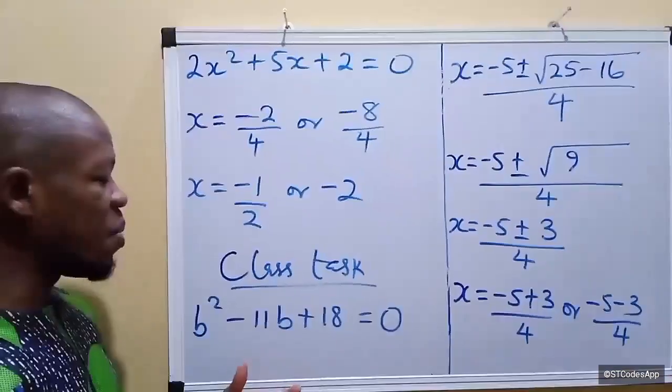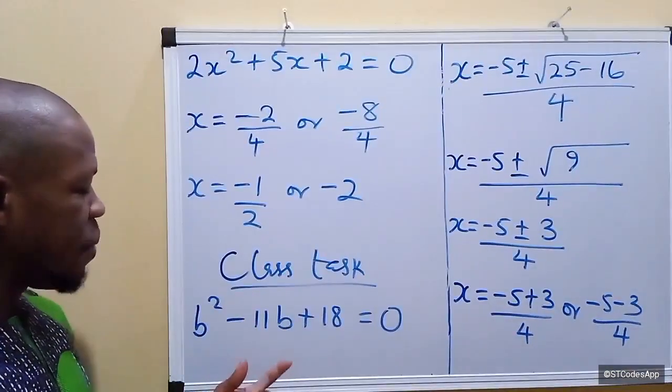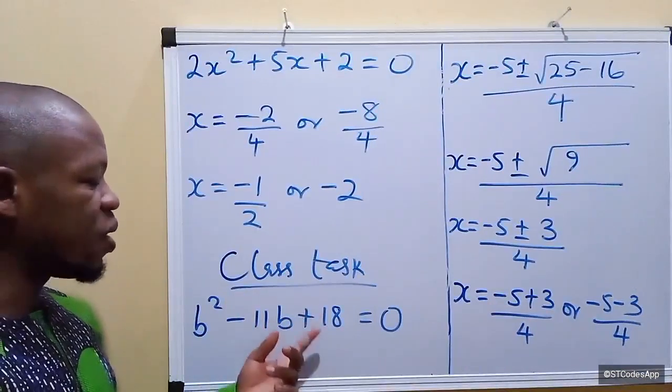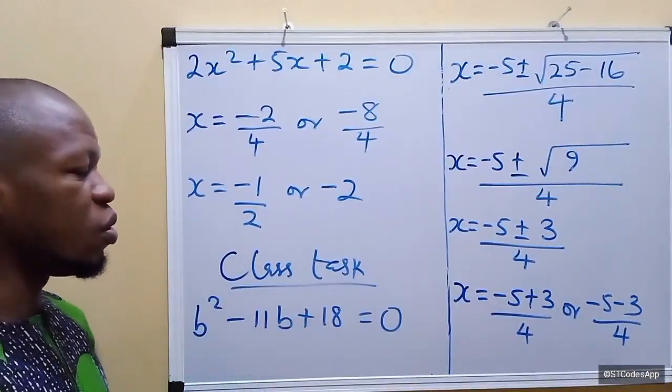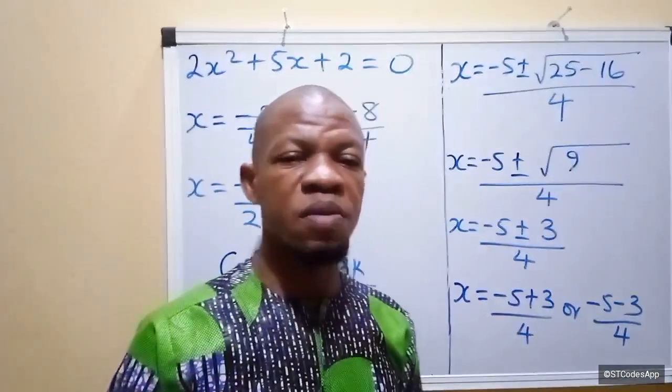Okay, my viewers, this is the class task I have for you for today. It says b squared minus 11b plus 18 is equal to 0. Do it and give me your solutions at the comment section of this video.